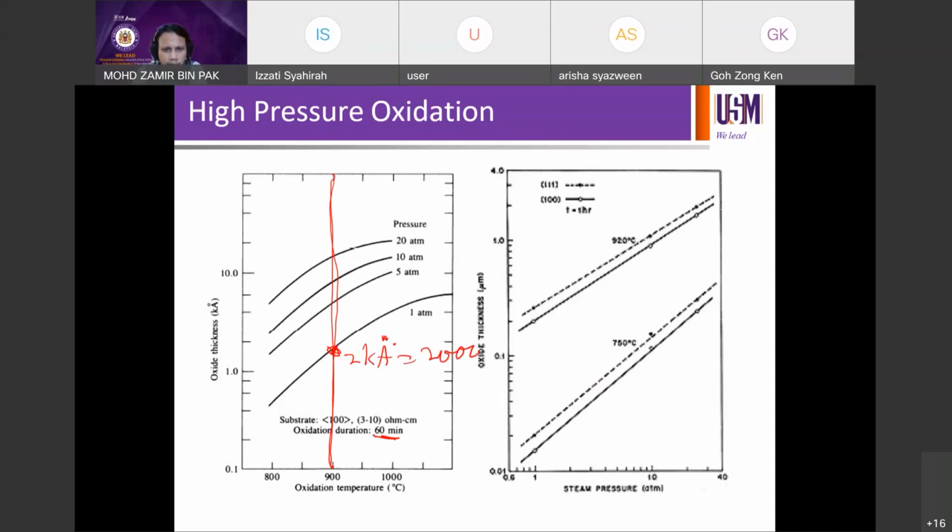2,000 angstrom, 200 nano. Right. So on the other hand, if you run your process at 5 ATM, higher pressure, then you'll probably get 6 to 7, perhaps, maybe around 700 nano. Okay. So there's a difference if you increase the pressure, and so on and so forth.